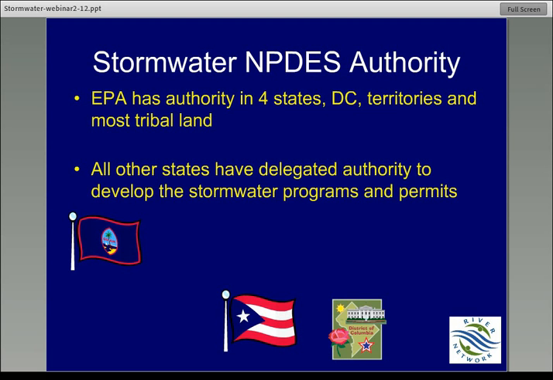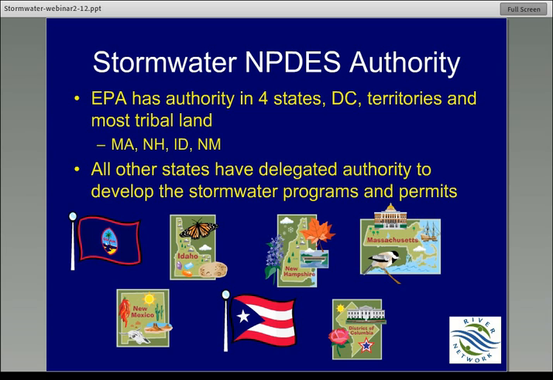So I'm going to see if folks will use their chat function here and name, who knows the 4 states, you can just use the initials abbreviated, that are still regulated. The permits are still written by EPA for stormwater and other NPDES programs. Multiple attendees are typing. Yep, we've got some of them there. I'm going to let people keep trying. Yep, keep trying if you know 1 or 2 or 3 or 4. We've got a few examples there.